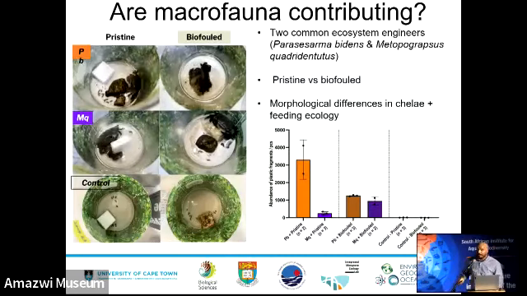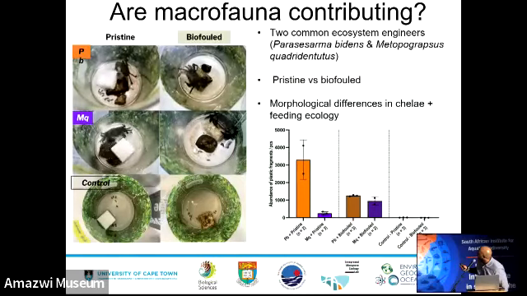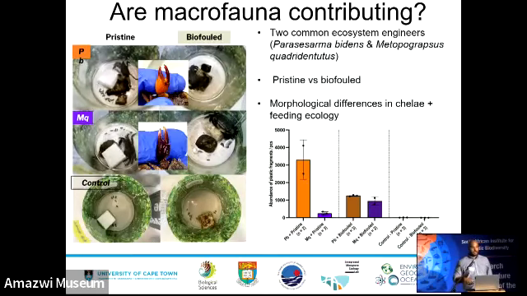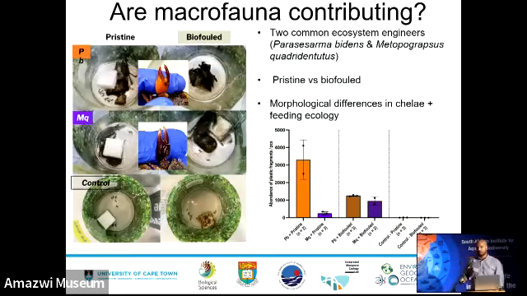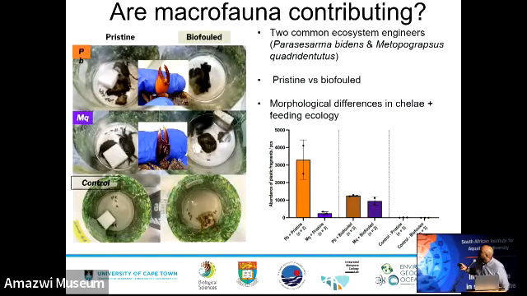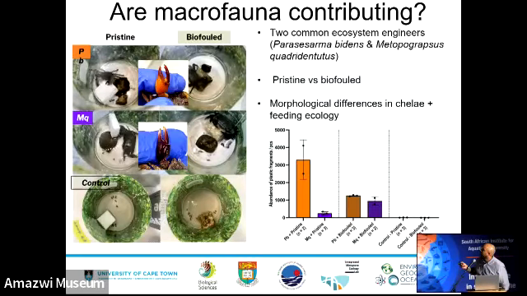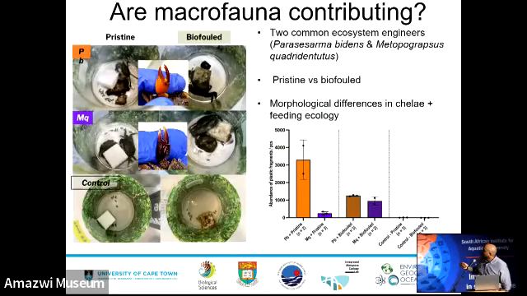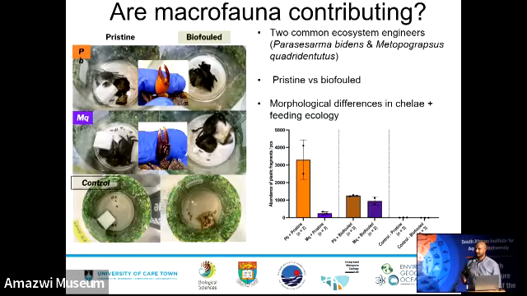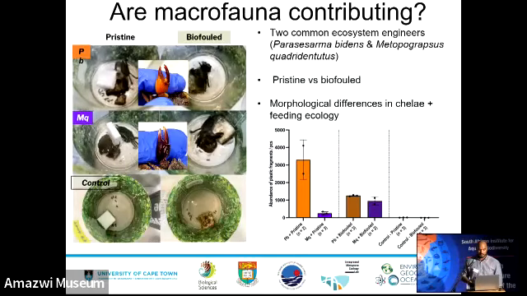The Metaplax, on the other hand, interacted more with the biofouled blocks and shredded more plastic than the pristine blocks. We think that this could be a consequence of their feeding behavior, as well as the morphological differences in their claws. So Parasesarma bidens is a leaf shredder, so it generally has a claw that has a cutting, serrated edge. Whereas Metaplax has a spoon-shaped claw because it feeds on algae, it scrapes algae off the rocks. So this could be an indication of how it's interacting with these polystyrene blocks.